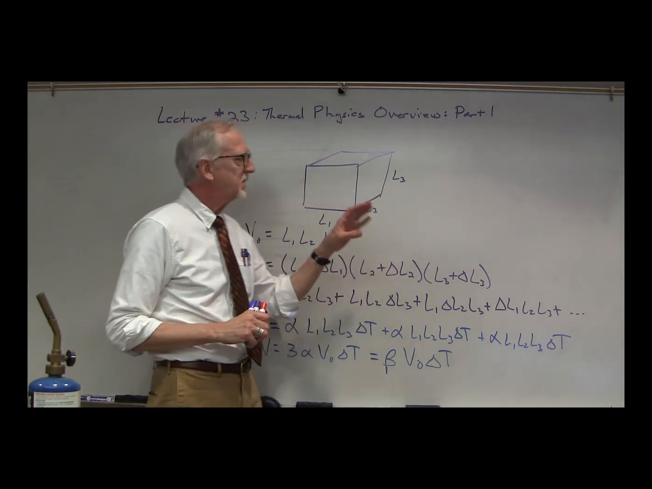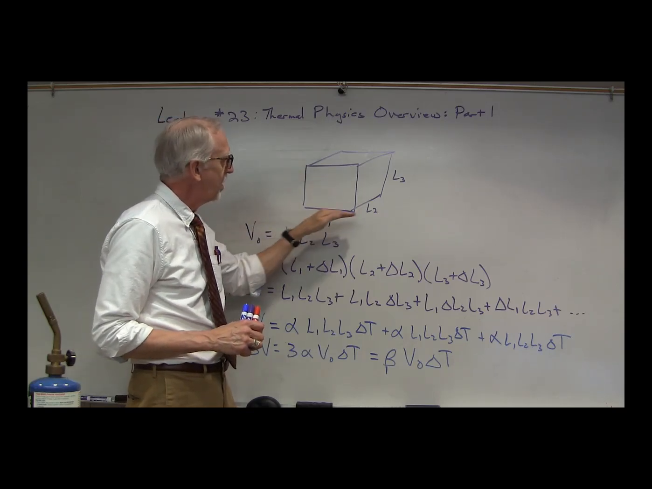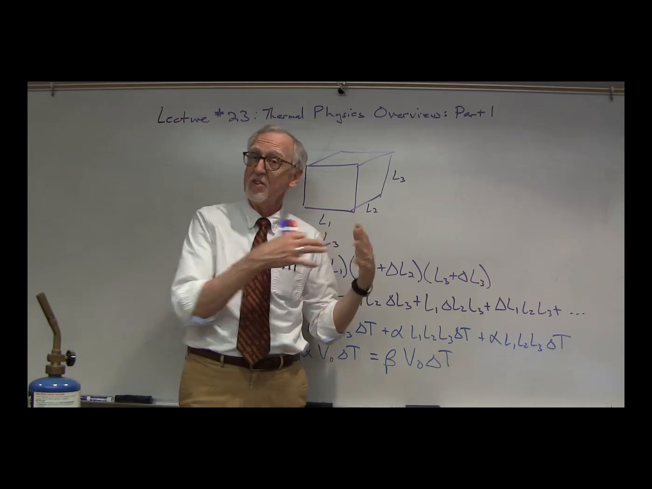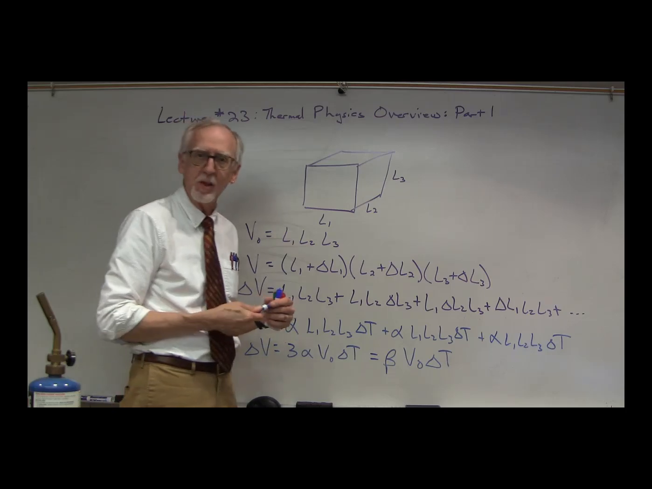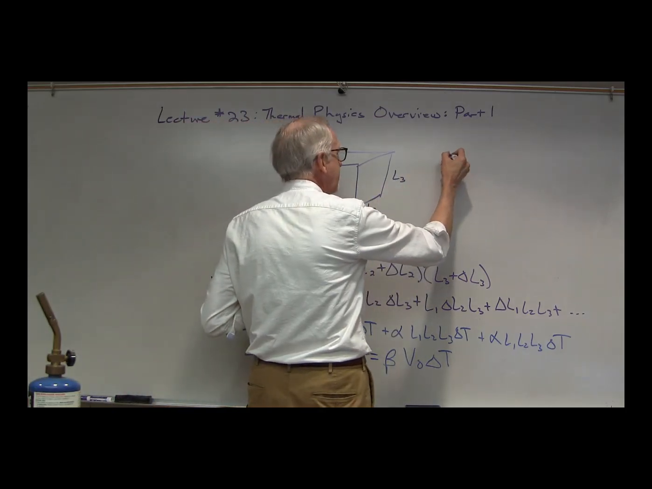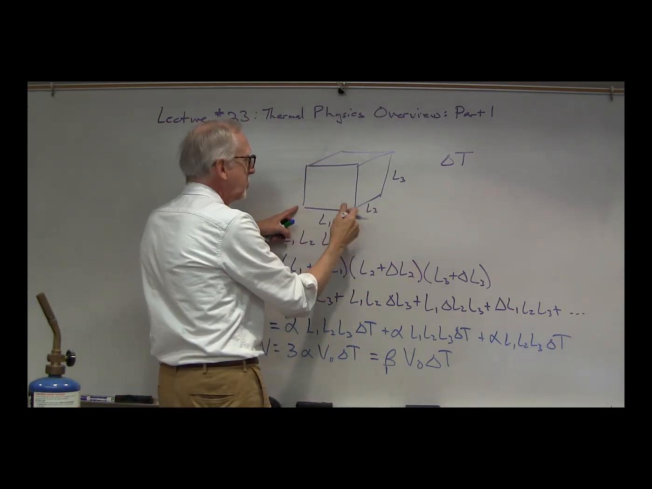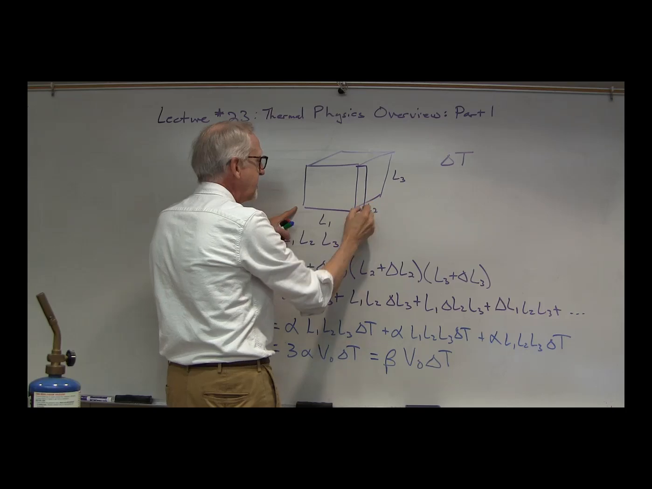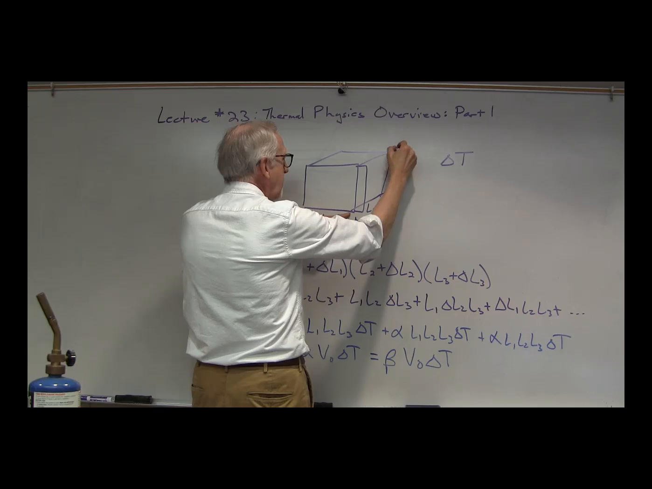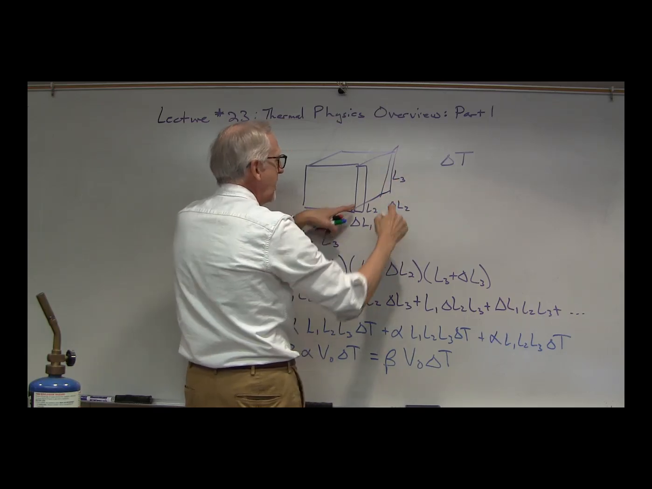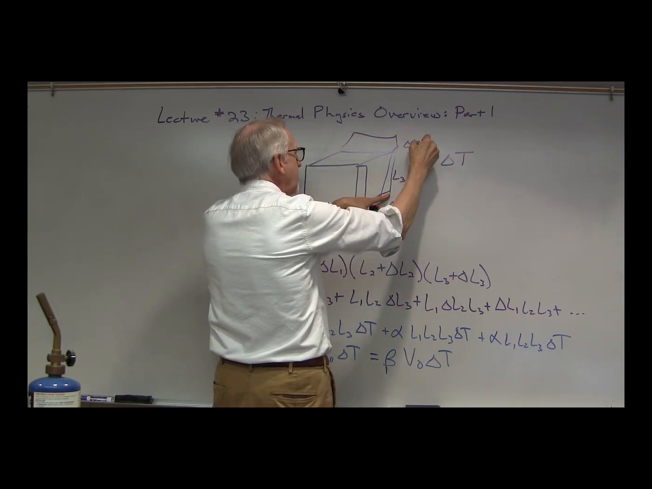Let's imagine that we've got some object with a volume that's got three dimensions, L1, L2, L3. And this is the initial size of the material. We then increase the temperature, so we let the temperature increase by, say, some amount delta T. So what happens? Well, this side will increase by some length delta L1. This side will increase by some amount delta L2. And this side will increase by some amount delta L3.